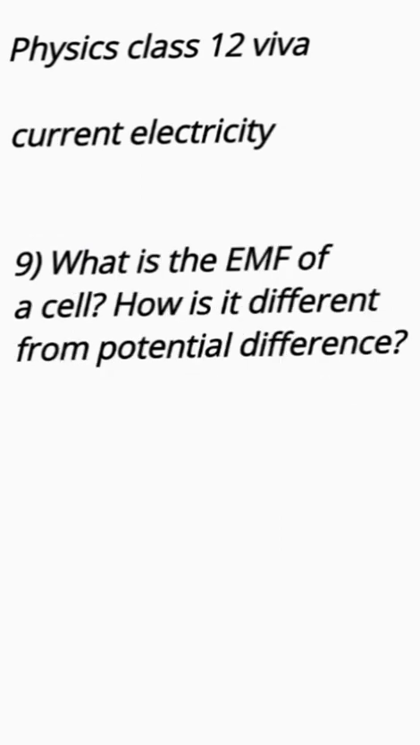Okay, what is the EMF of a cell? How is it different from potential difference, or to be more precise, terminal potential difference? So, the maximum potential difference across the terminals of a cell when it is in open circuit condition is called EMF. It is the maximum available potential difference by a cell.